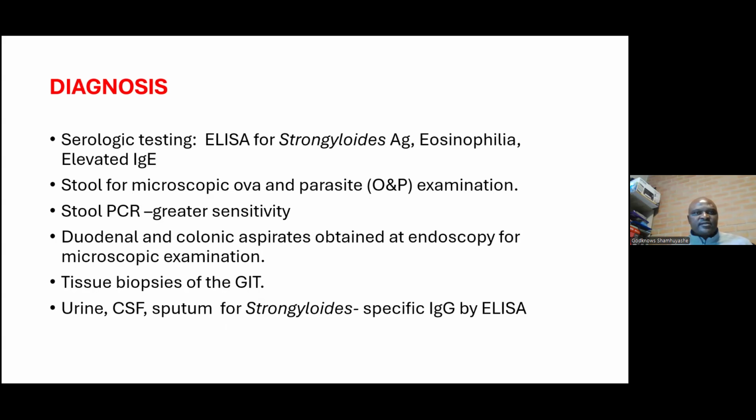For the diagnosis, serological testing can be done. You can do ELISA for strongyloides antigen, but also you can find that the patient has got eosinophilia and elevated IgE. You can also do stool microscopy for ova and parasites, and also stool PCR, which has got a greater sensitivity. And during endoscopy, you can do duodenal or colonic aspirates, and you do microscopic examination for this helminth, and also tissue biopsy from the GIT. Other specimens which can be collected are urine, CSF, and sputum, where you can look for the strongyloides-specific IgG by ELISA.